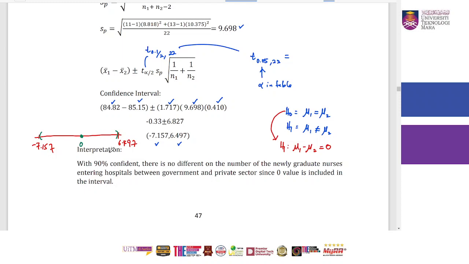So we conclude that there is no difference in the number of newly graduated nurses entering hospital between the government and the private sector. So this will be your conclusion. The one above is your conclusion, and this one is your reason. So this is the conclusion, and this will be your reasons why. Okay, reasons to support your conclusion.